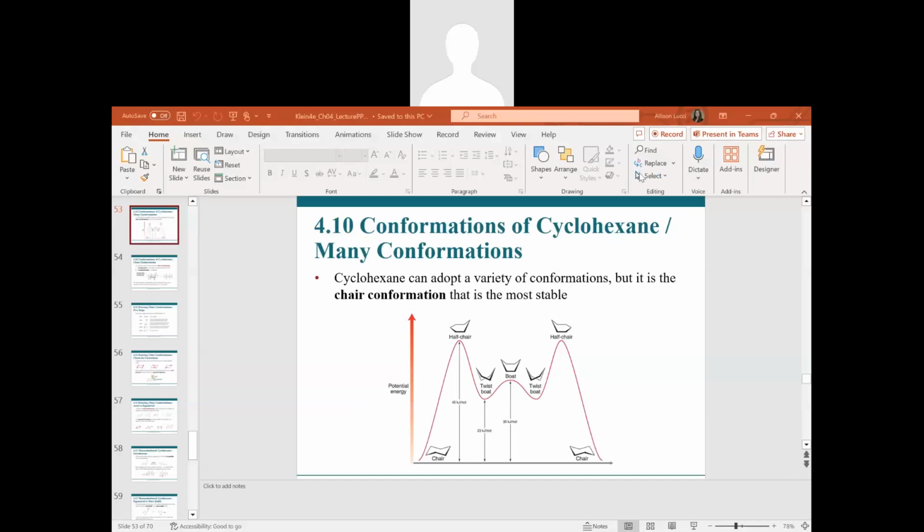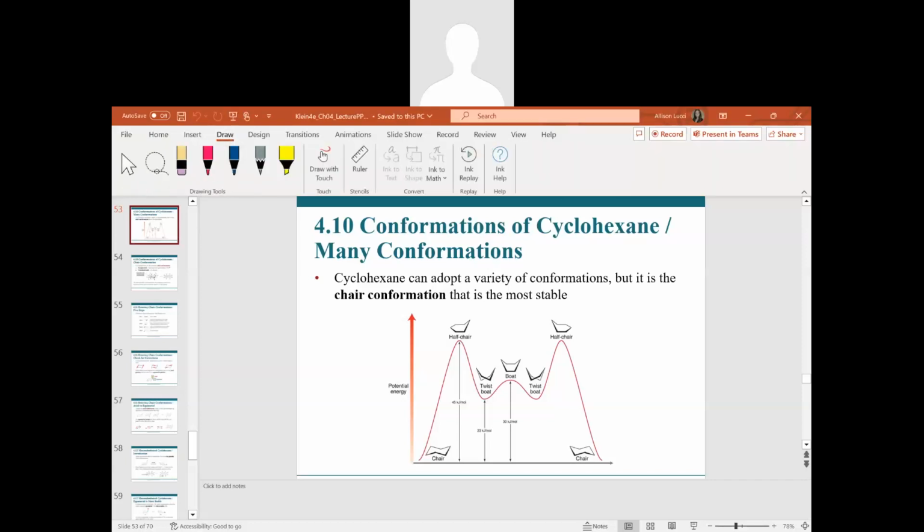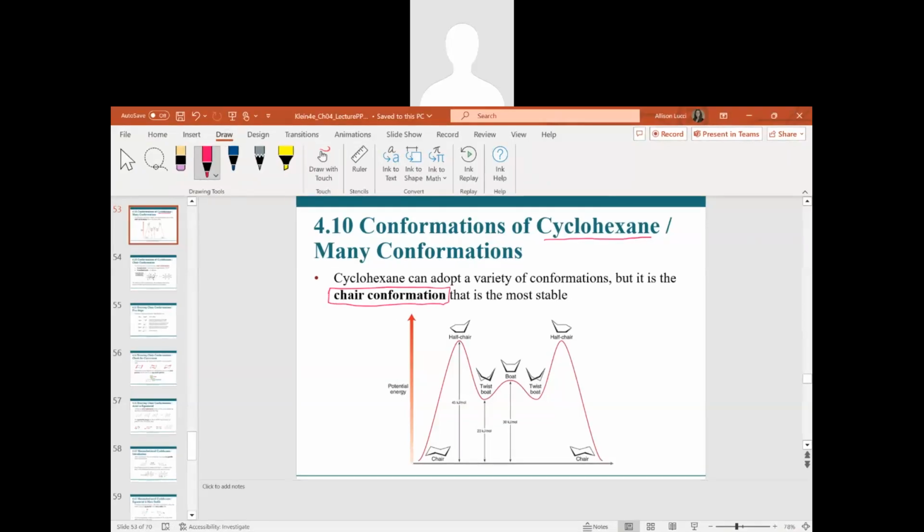In section 410, we'll take a look at the conformations of cyclohexane. So we're at our six-membered ring now. Cyclohexane, we're told, can adopt a variety of conformations, but it is most stable in this specific chair conformation. So we'll spend most of our time talking about that, but we'll also talk about some other conformations.